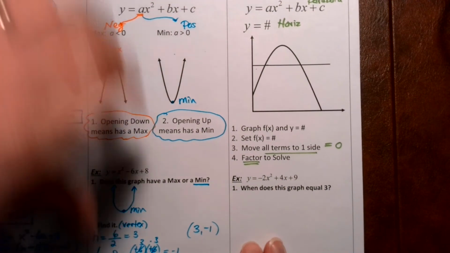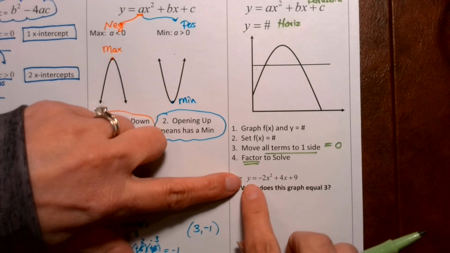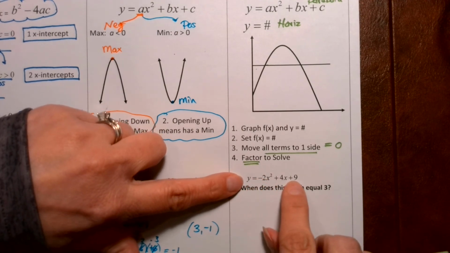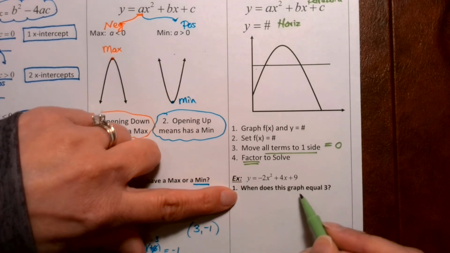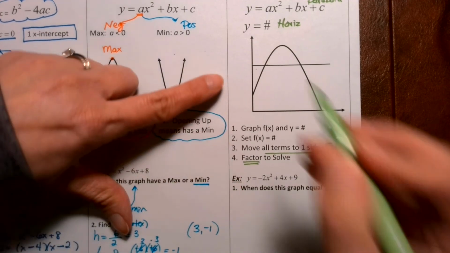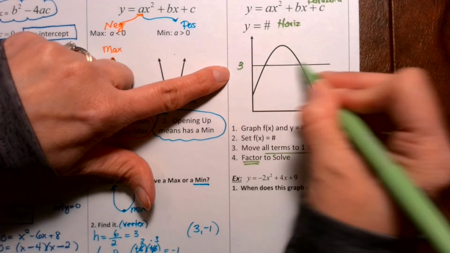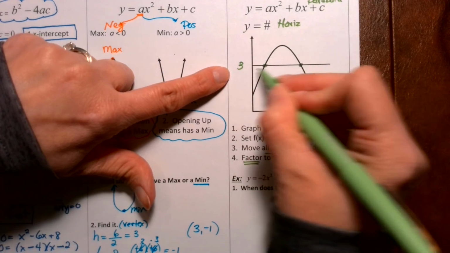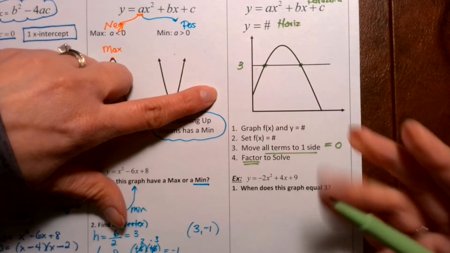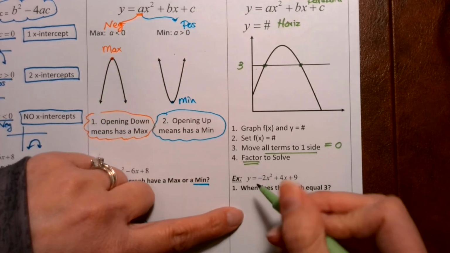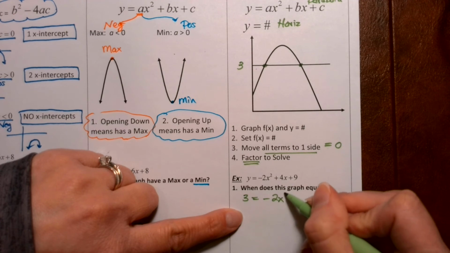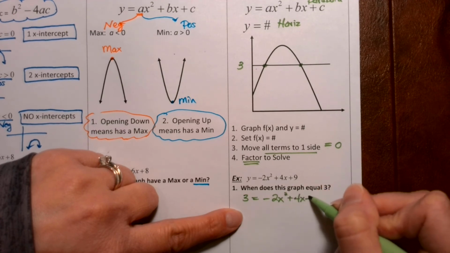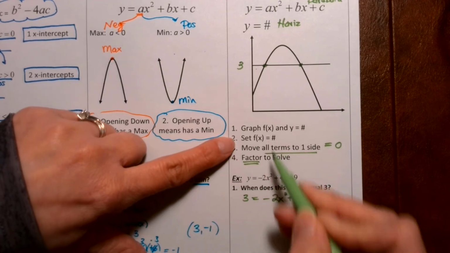Okay, so here's an example of one. There's a parabola opening down. I could use this picture, though it's not exactly correct. When does this graph equal 3? For example, here is the value 3, and I want to know when it equals 3. Does it touch 2 times? No times? So what we'll do is say 3 equals the quadratic equation. Set f of x equal to the number.